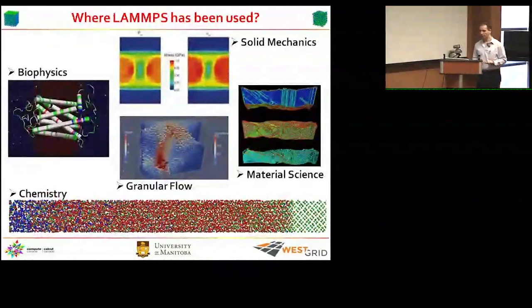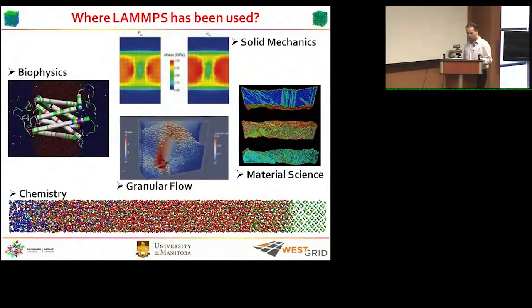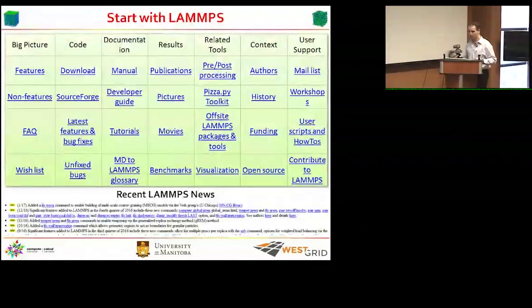Now, where has LAMMPS been used? For example, you can use LAMMPS in biophysics, chemistry, granular flow, material science, solid mechanics. There are many examples on the website, so I didn't want to take everything. So next, I will just go through the LAMMPS website.